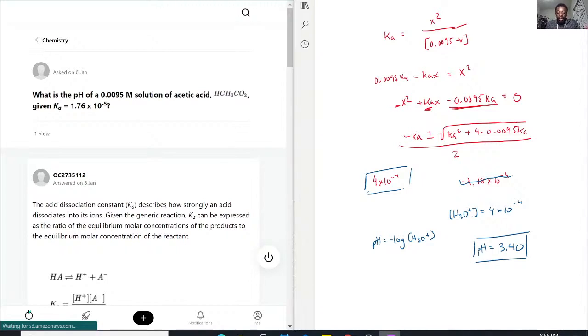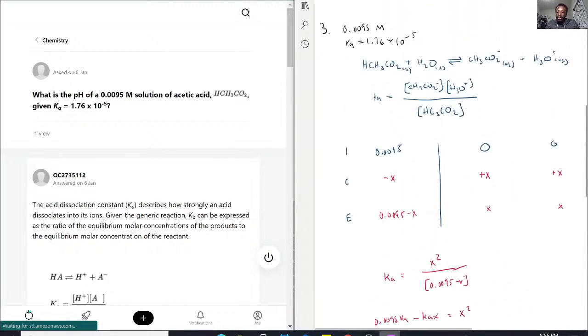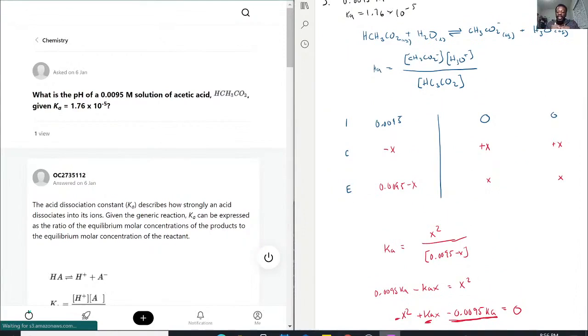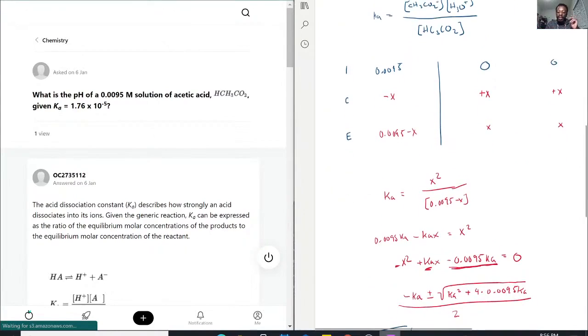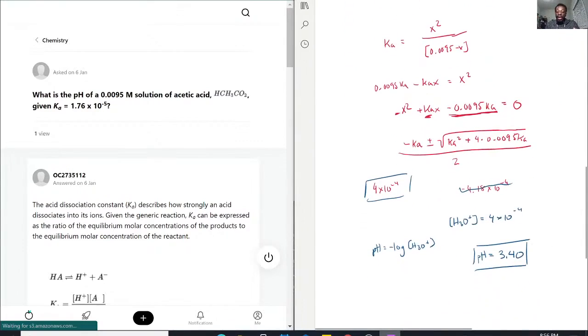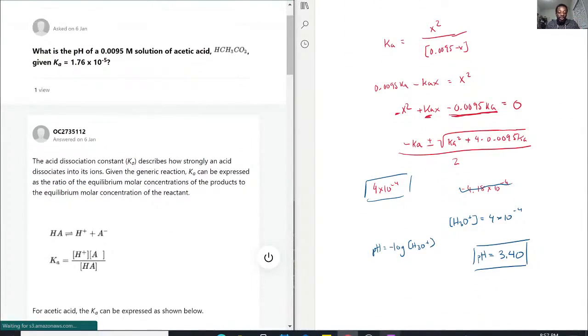So that is how I solved for the pH. The first thing I did was just make sure I had the Ka formula, did my ICE table, did the quadratic equation because there wasn't a big enough difference between the initial concentration and the Ka, and then I was able to find my x and then use the negative log of H3O plus on it, which gave me my pH of 3.40.